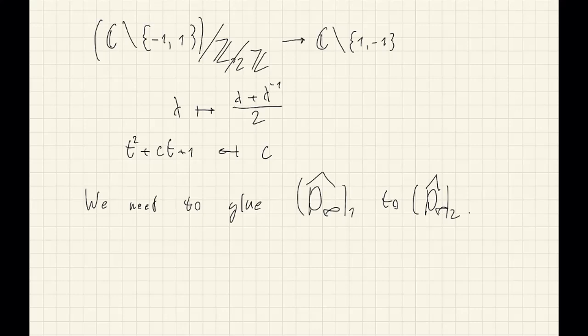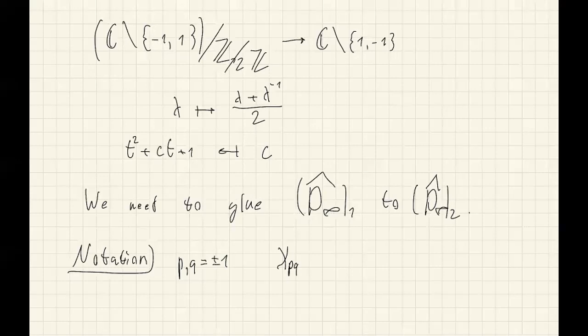So let us consider this set of 4 characters, and I want to introduce a notation for those characters. If p and q equal ±1, then by chi_pq I will denote the character that acts on a as p and on b as q.